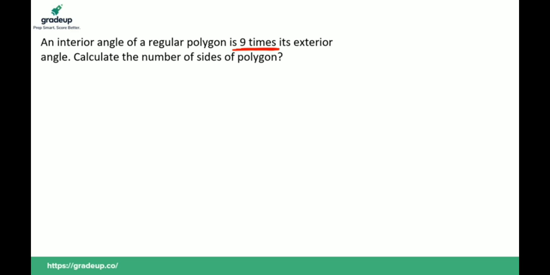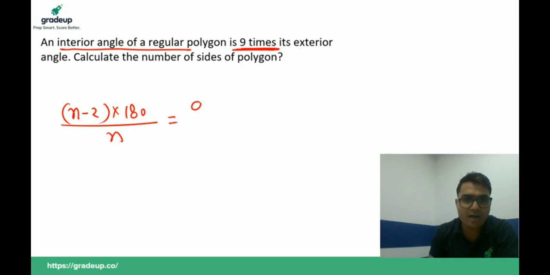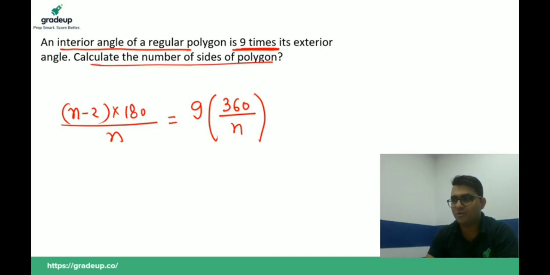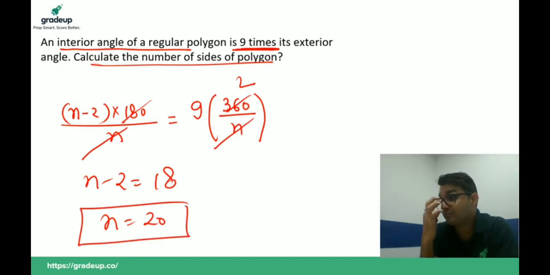Okay, guys, in this question we have been given that the interior angle of a regular polygon is 9 times the exterior angle. Calculate the number of sides of the polygon. Okay, this will cancel out with this. 18 twos are. So n minus 2 is equal to 18. So n should be 20. 20 is the right answer. Is this clear to all of you?